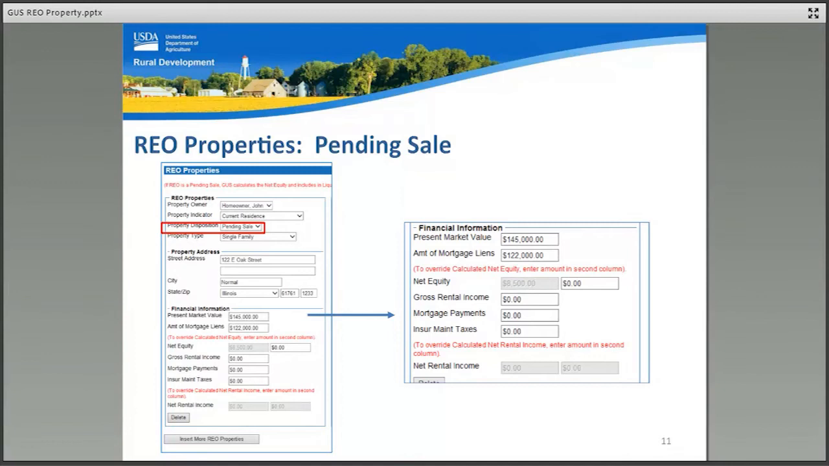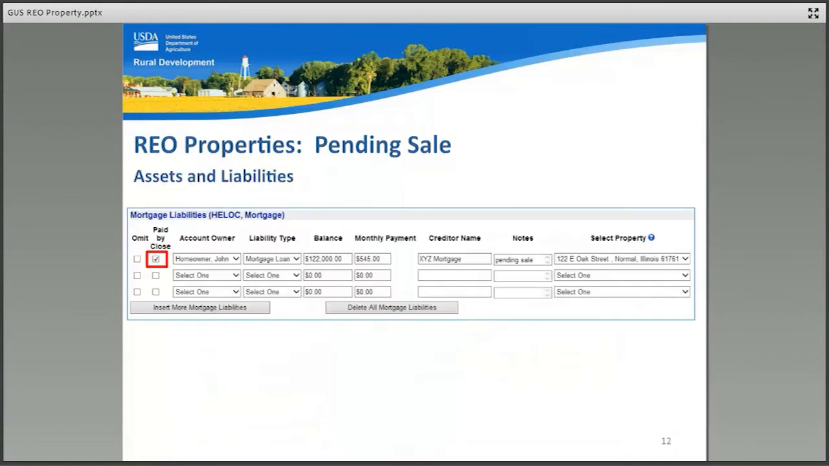Because this is a pending sale, the data fields of gross rental income, mortgage payments, insurance, maintenance, taxes, and net rental income will not be completed. The user may save the application page and return to the Assets and Liabilities page.